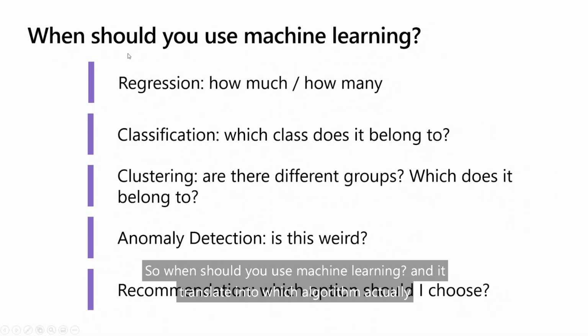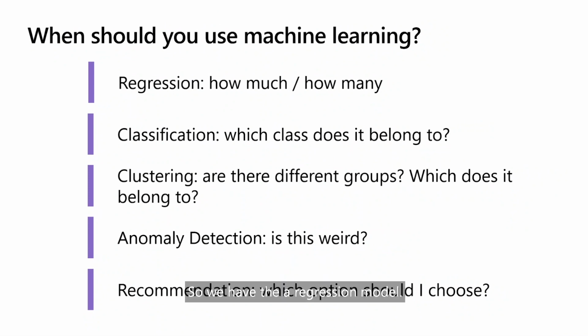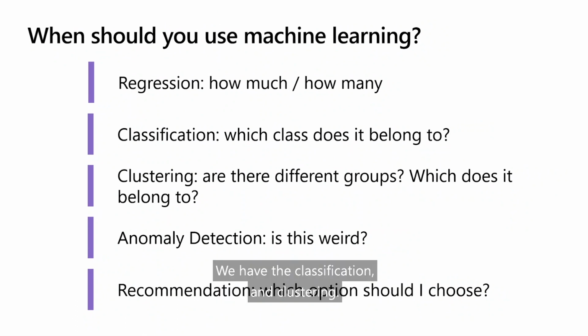And go back to here. So when should you use machine learning? And it translates into which algorithm you should be using. So we have the regression model, the classification and clustering. I want to explain them one by one. Regression, I think you already heard of that. You define a formula that when this happens, how much or how many will be in our forecast. So this is straightforward. And then we have classification. For example, if a customer walks into your store, with his or her gender and age group, you classify them into high possibility to purchase or low possibility to purchase, and then you do a different marketing campaign, right? So this is how we do classification.